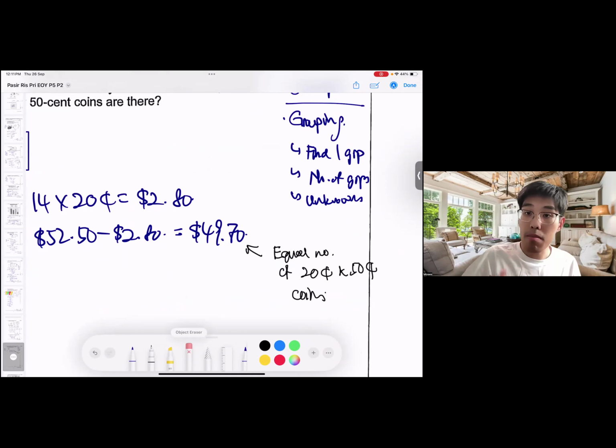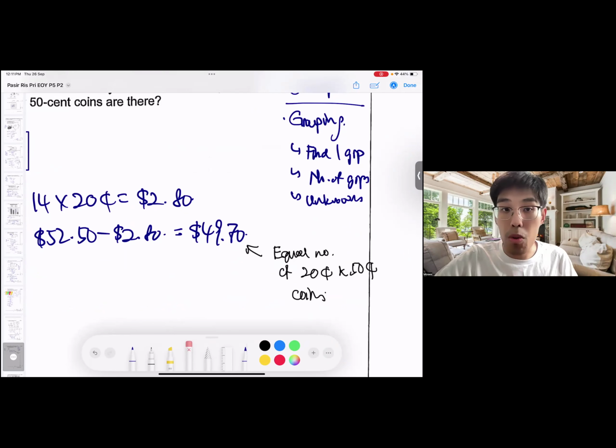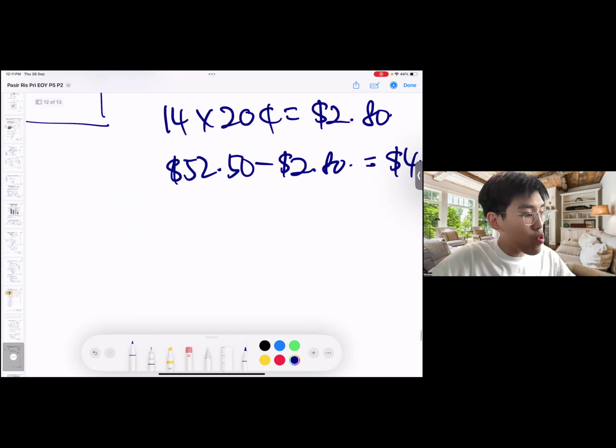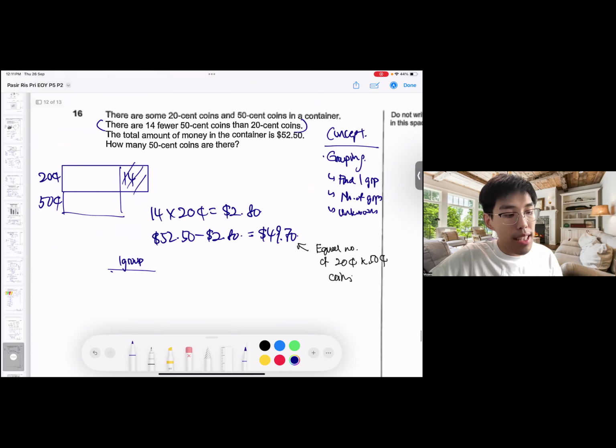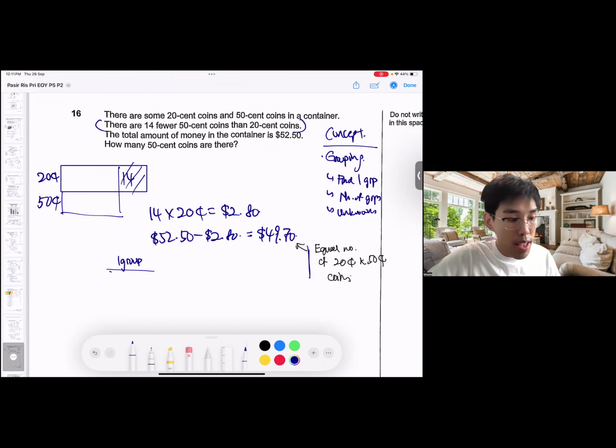We don't know how many, but we know that for an equal number of 20-cent coins and 50-cent coins, they will come together to become $49.70. This is what you need to know. From here, this is the point where we start to use grouping. In one group, I always teach my students to write one group because it's equal number. What we are focusing on here is equal number.